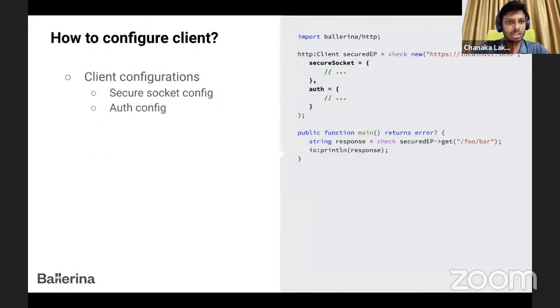Now let's see how to secure the HTTP client. Here all the configurations come under HTTP client configurations. Here we also have the secure socket configuration, where we define the transport layer security, and the application layer security will go under auth configuration.